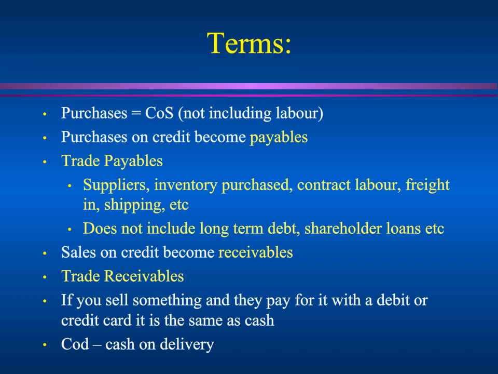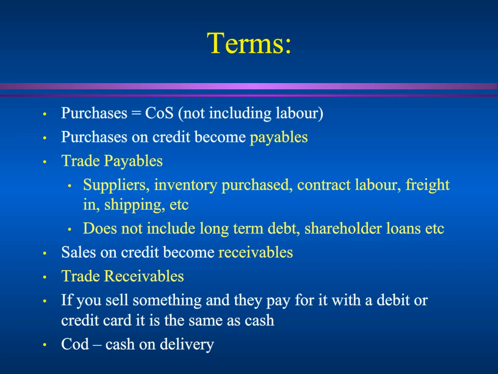For what we're up to, purchases equals cost of sales, and we don't include any direct labor in cost of sales. We have to pay our employees usually fairly quickly compared to some of our suppliers, so labor is not included in payables. Purchases on credit become payables. Now we call them trade payables. These are suppliers, inventory, contract labor, which is a little bit different than your regular help.